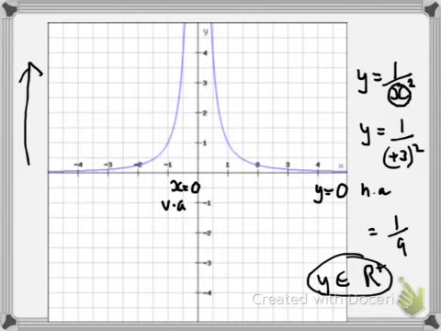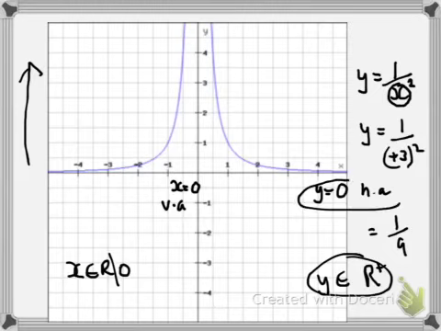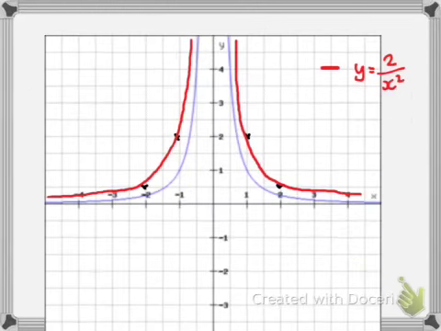The domain would be all the real numbers bar 0, because the graph is not defined at x equals 0, because you can't divide 1 by 0. So it's asymptotic once again. You can see there's a horizontal asymptote at y equals 0, and there's a vertical asymptote at x equals 0. So that's the general shape there, that blue graph of 1 over x squared.